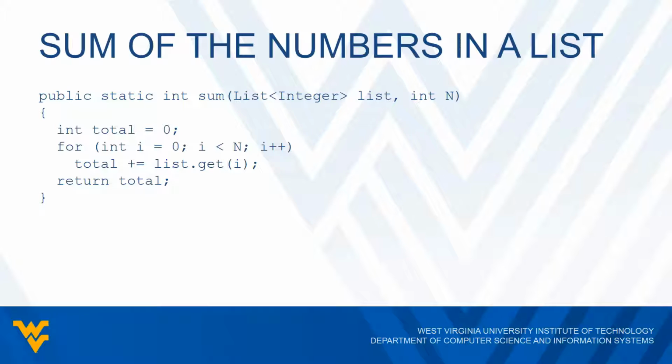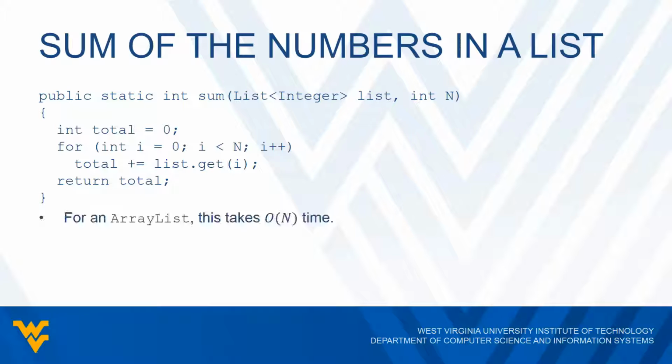We have a total that's initialized to 0. We have a for loop where i goes from 0 all the way up to, but not including, n. We get the value of the item at position i. We add that to our total, and then once we're done with the loop, we return the total. So how long does this take depending on whether we use array list or linked list?